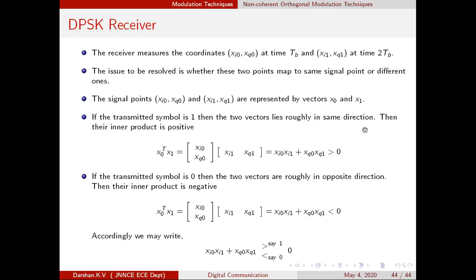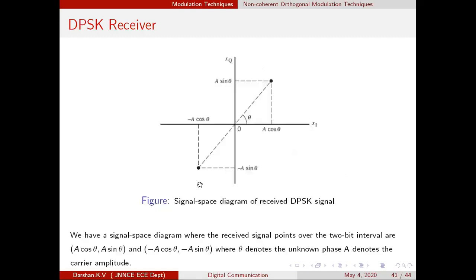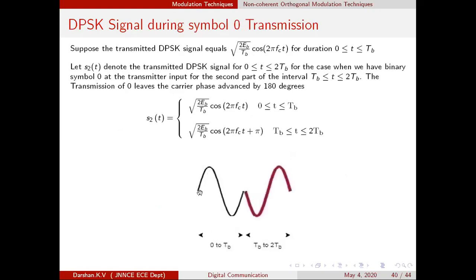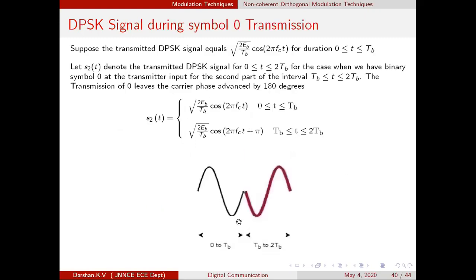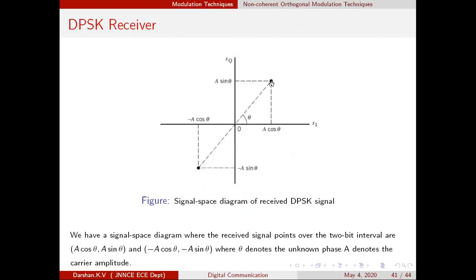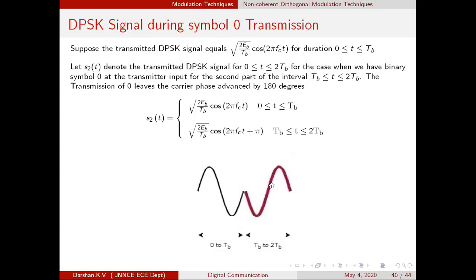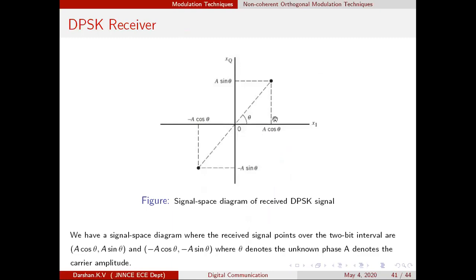Now, if the transmitted symbol is 1, the two vectors lie in the same direction. That is one case. Then if the transmitted symbol is 0, again we will analyze. If the transmitted symbol is 0, initially the phase of the carrier is 0, so the point is plotted over here. Then in the next time interval, there is a 180-degree phase shift. Then where will you plot the point? You will plot the point over here.